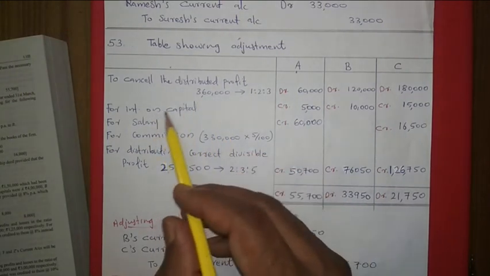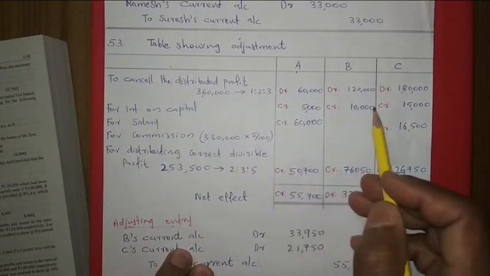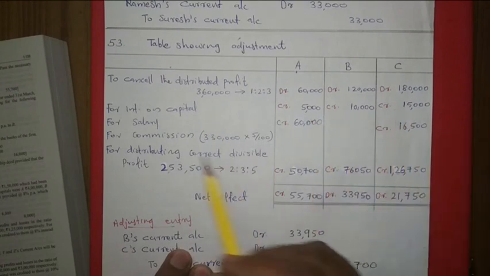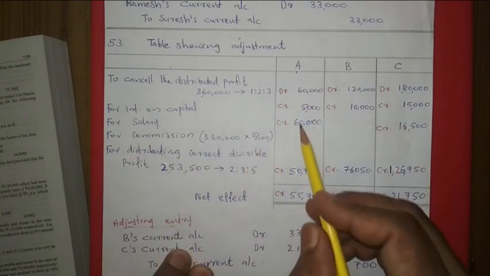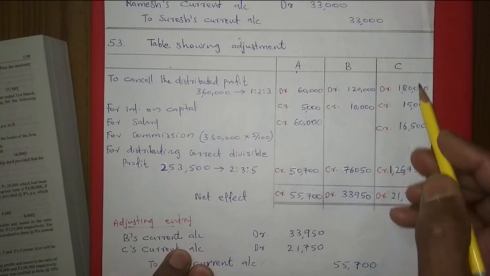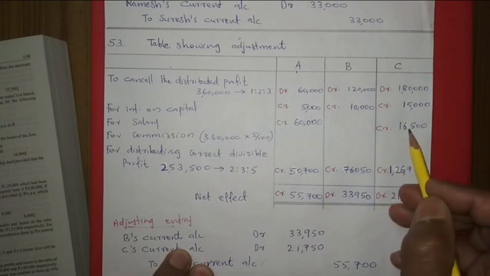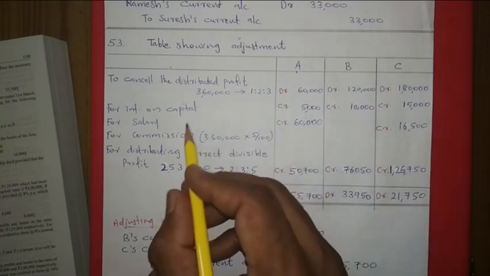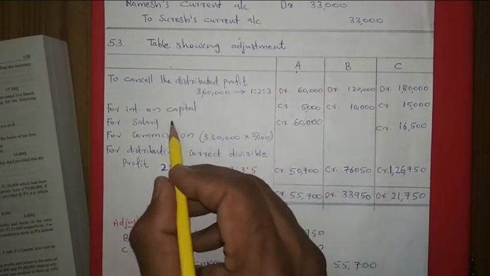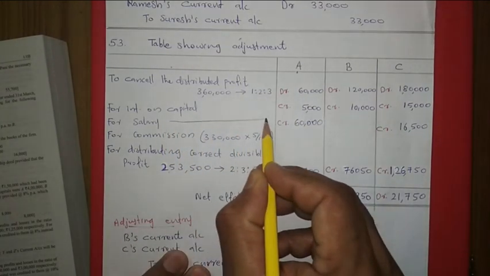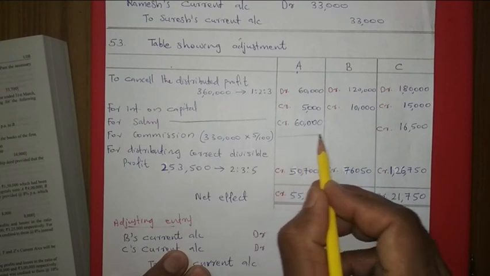Then next, interest on capital. This we have to credit, the respective amounts. Then salary. A's salary is coming 60,000. Sorry, actually salary only A is getting. Then C's commission is this one.